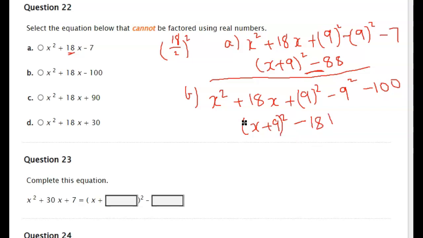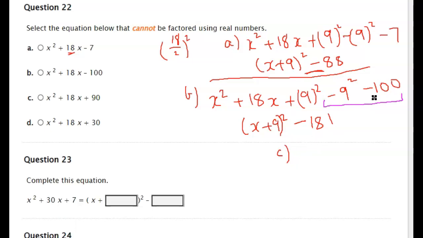Okay, so I can factorize B. Okay, so we can keep going, but you might see a pattern happening here. So let's just do C. See how both the first two terms for each answer are the same. They're all x squared plus 18x. It's just this constant term that is changing. So effectively, we're only looking at this part here.